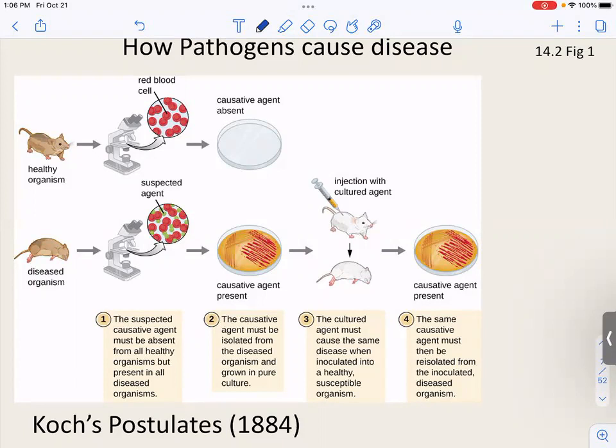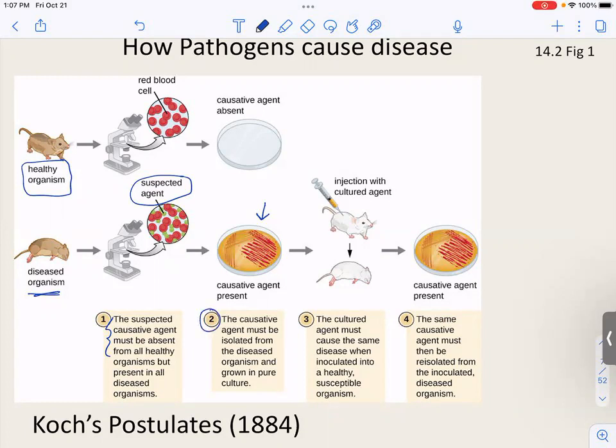So he said, okay, if you have a healthy organism, then that pathogen you're trying to test for isn't there. That's the first premise. The suspected causative agent has to be absent from all healthy organisms, but in any diseased organism, you should be able to see that suspected agent under the microscope, as well as grow it up in pure culture in the lab. That's the second criterion.